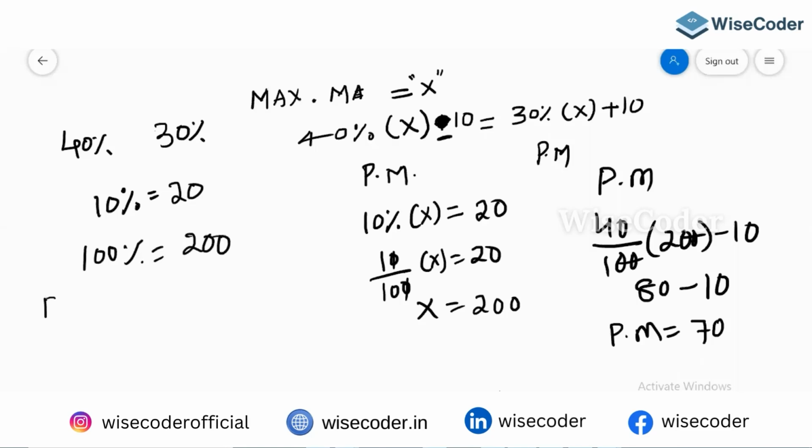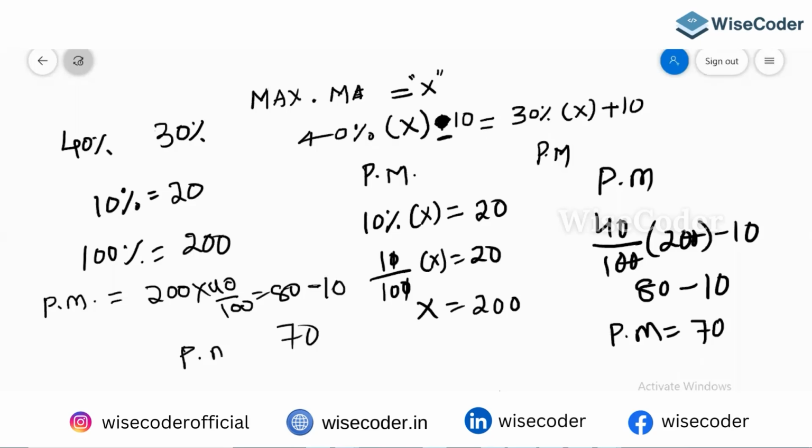Next is the pass mark. Out of 200, one fellow got 40%. In 200, 40% is 80. He got 10 marks more than the pass mark, so if you subtract 10, you will get the pass mark. So the pass marks are 70. See how easy this is.